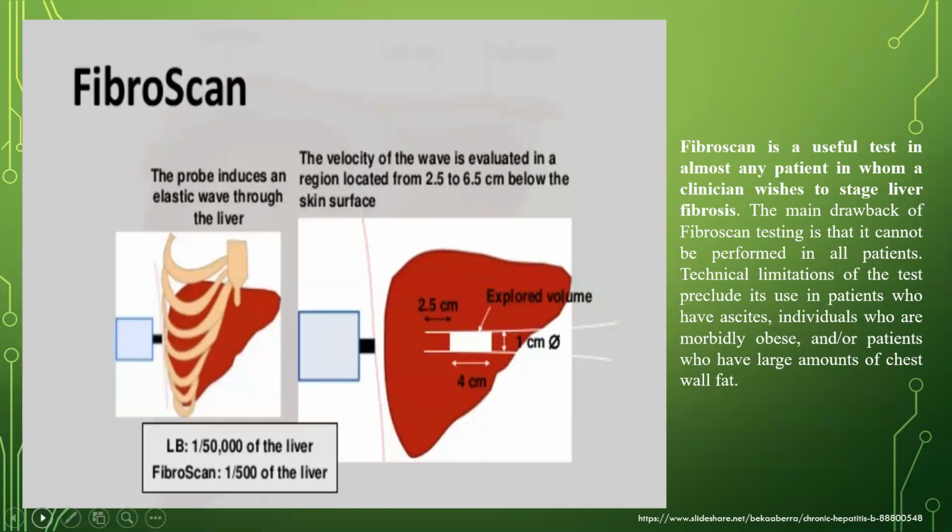FibroScan is a modern, useful test in almost any patient in whom a clinician wishes to stage liver fibrosis. The main drawback of FibroScan testing is that it cannot be performed in all patients, especially in obese ones. Technical limitations of the test preclude its use in patients who are morbidly obese and patients who have a large amount of chest wall fat.